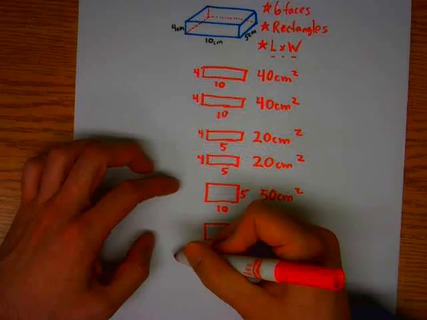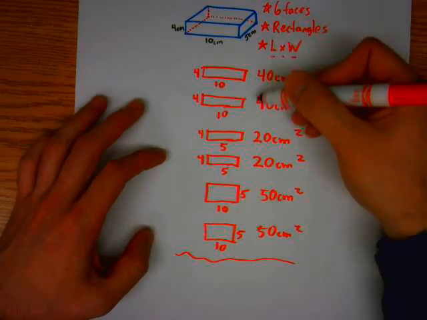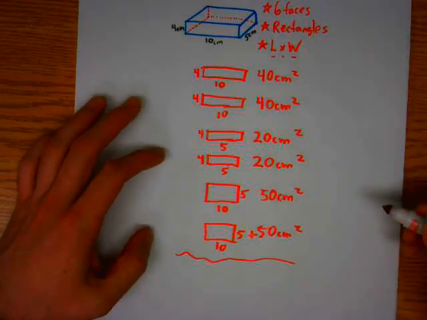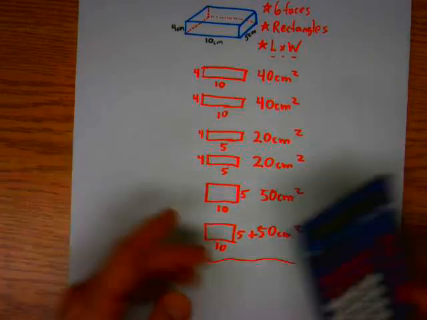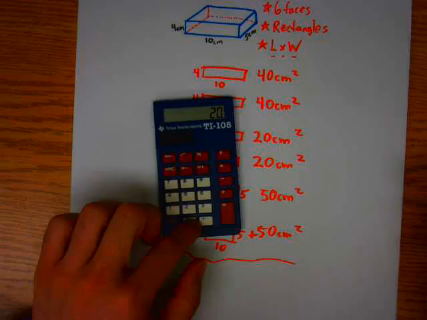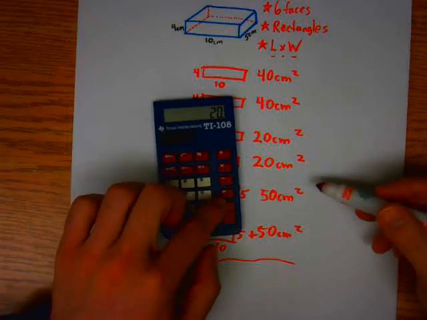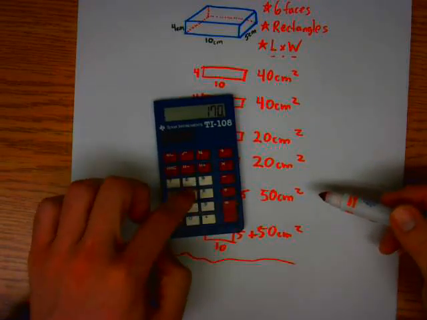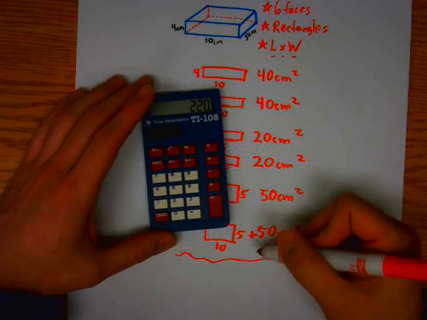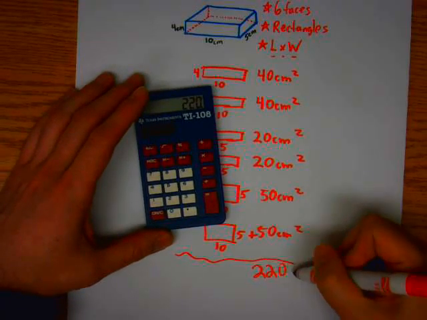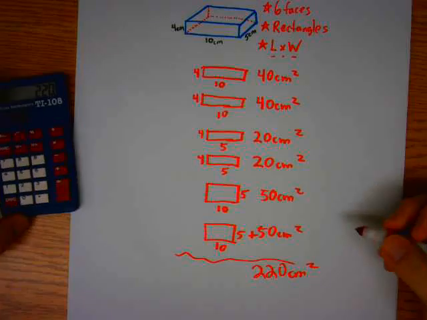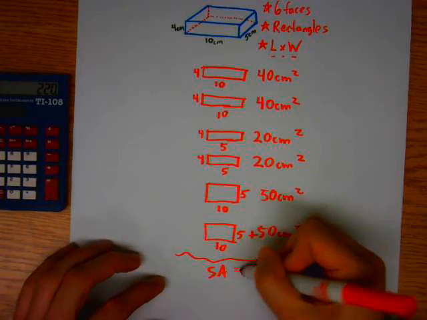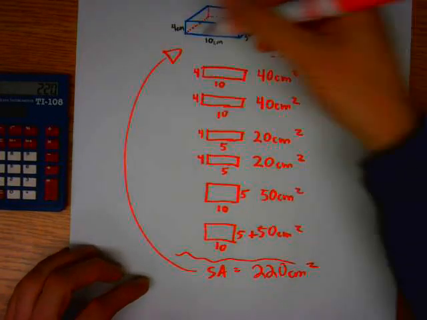And now our final step is we need to add all these measurements together to get our total surface area. Pull out your calculator if you need to. 40 plus 40 plus 20 plus 20 plus 50 plus 50 gives us a total of 220 centimeters squared. That is our surface area of the rectangular prism.